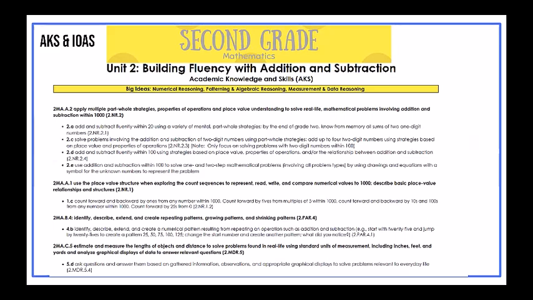Notice for AKS 2, we are only focusing on IOAs 2A, 2C, 2D, and 2E. For AKS 5, we will focus on IOA 5D. AKS 1C, which is a counting standard, will be clustered with AKS 4 through IOA 4B.